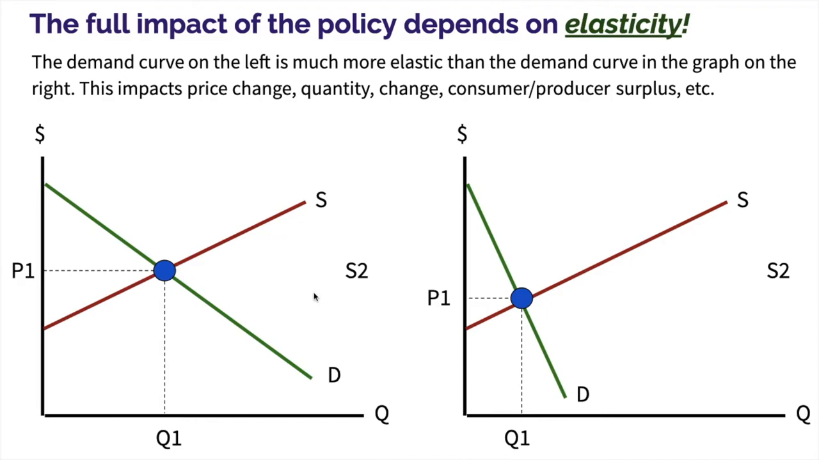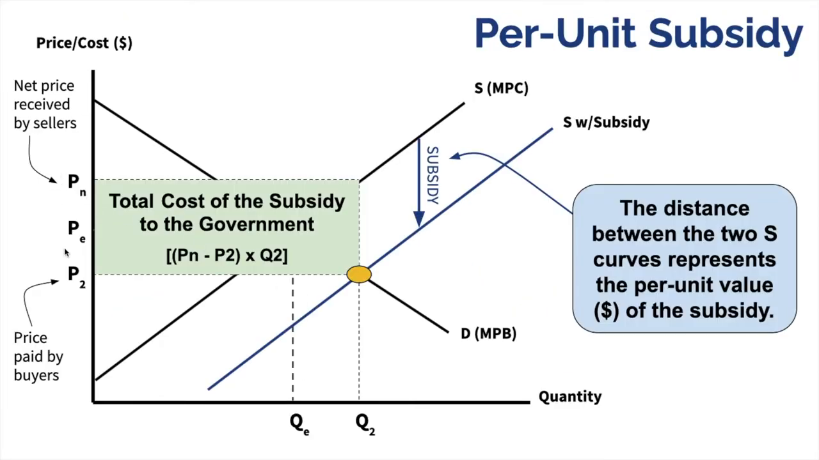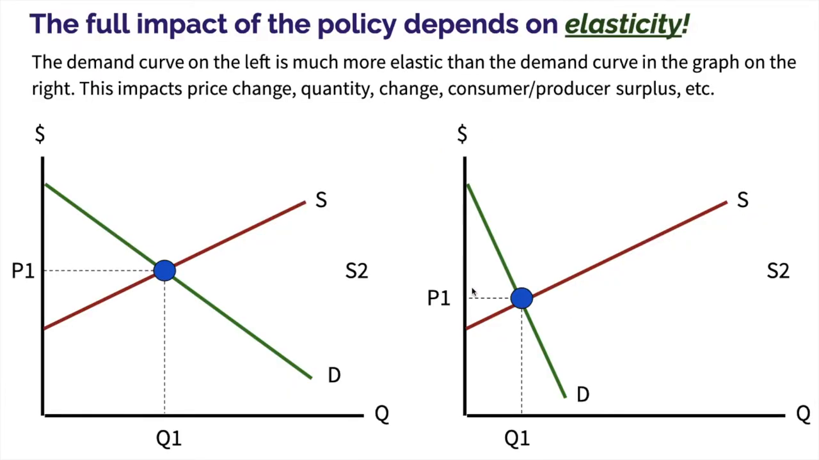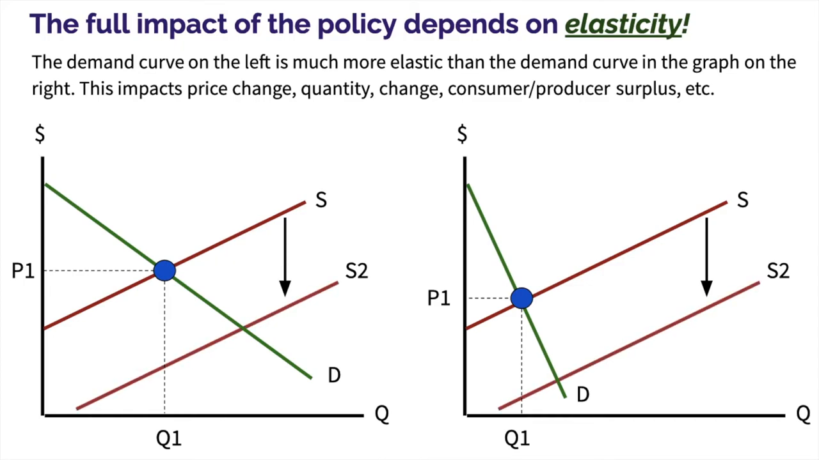Now remember, the impact of all of this, as we look at the price change from the equilibrium to P2 to the net price that's being received by sellers, much of that depends on elasticity. Here's what I mean by that. Right now we have the same supply curve in both graphs. And let's say each market is provided with the same exact per unit subsidy. Those arrows are exactly the same. Here's our new supply curve. But as you can already see, because of the demand curve, which is very different in either graph in terms of elasticity, it's more unit elastic on the left. And on the right, it's relatively inelastic. It's very vertical, so it's inelastic. Not perfectly, but relatively. But it makes a big difference.